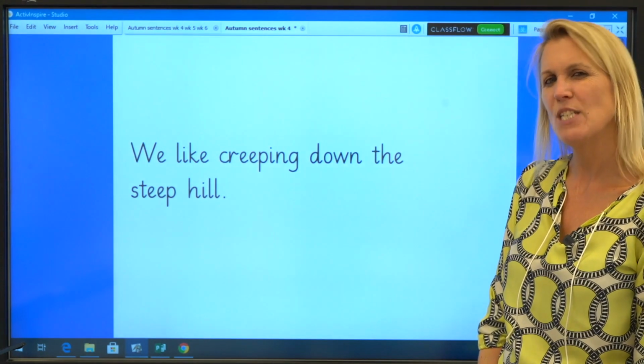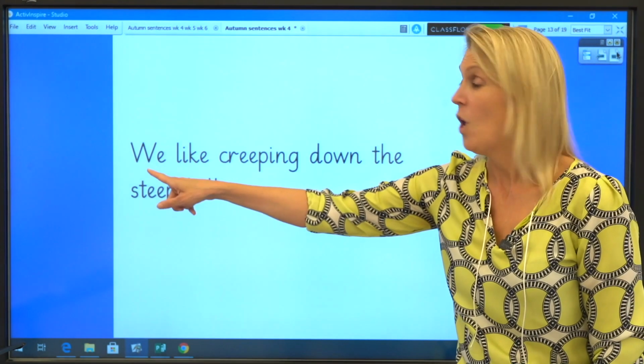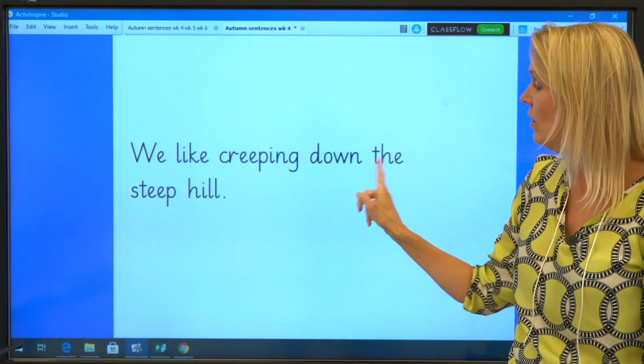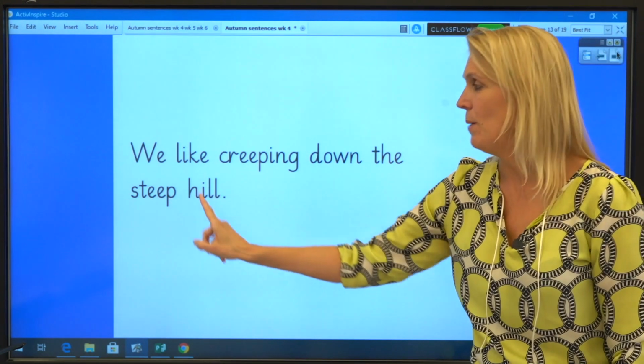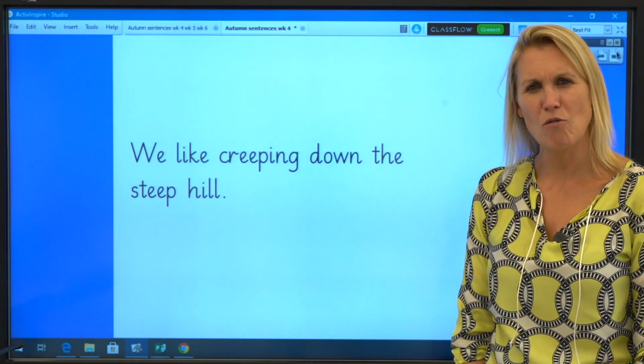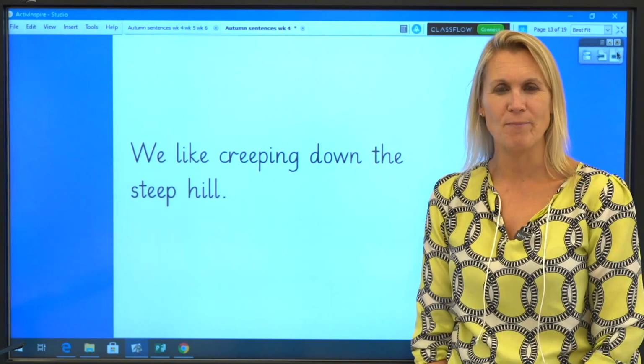Let's read the sentence one more time. You ready? We like creeping down the steep hill. I wonder why they have to creep down the hill. Maybe they are creeping up on someone. Wow. Let's finish by spelling some words, because if you can read a word, then you can have a go at spelling it. You'll need paper and something to write with.